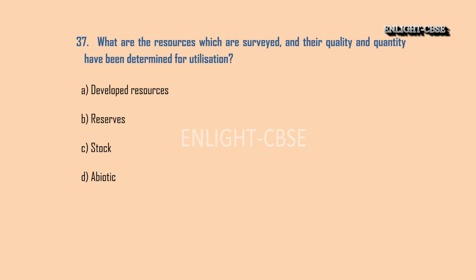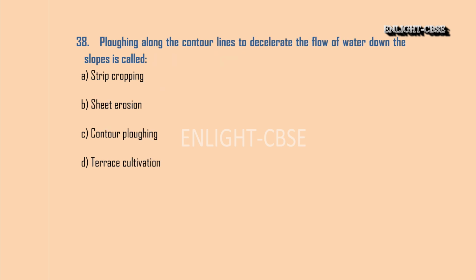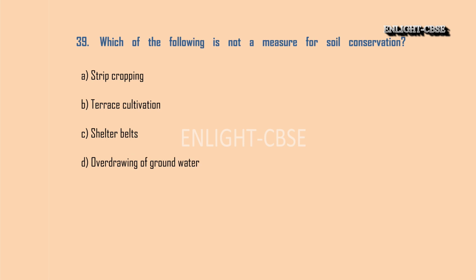Question 37. What are the resources which are surveyed, and their quality and quantity have been determined for utilization? A. Developed resources. B. Reserves. C. Stock. D. Abiotic. Answer: developed resources. Question 38. Plowing along the contour lines to decelerate the flow of water down the slopes is called A. Strip cropping. B. Sheet erosion. C. Contour plowing. D. Terrace cultivation. Answer: contour plowing.